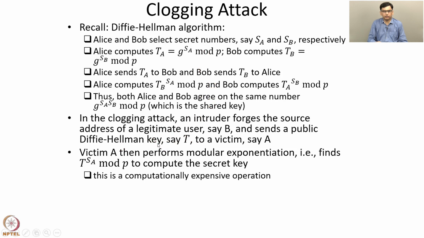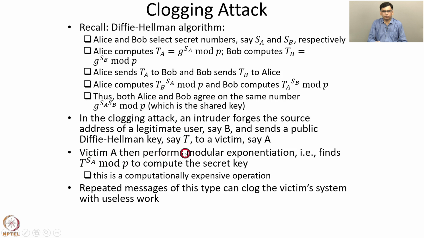But this is a computationally expensive operation. This modular exponentiation is computationally expensive. So by repeatedly sending messages of this type, the intruder can clog the victim with useless work of computing this key. Repeated messages of this type can clog the victim's system with useless work. So that's the clogging attack. An intruder just keeps on repeatedly sending such messages and forces the victim to compute the secret key, which involves a lot of operations.